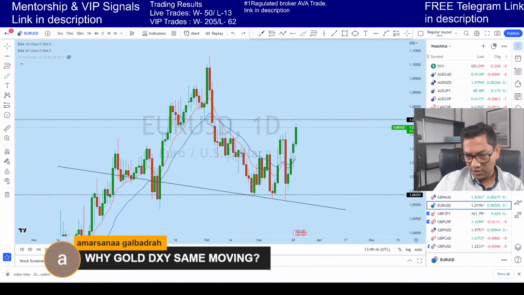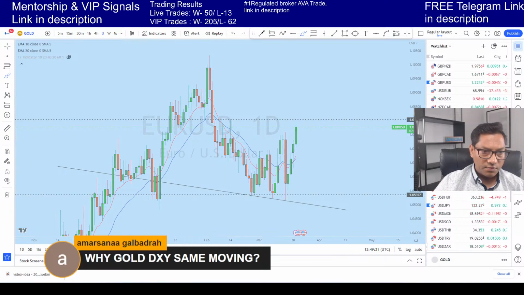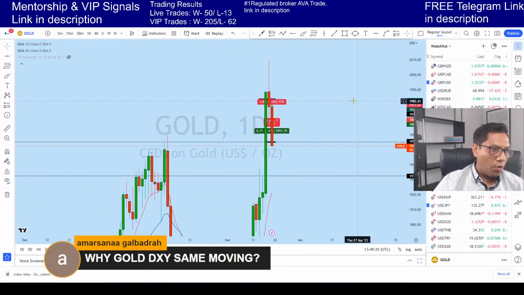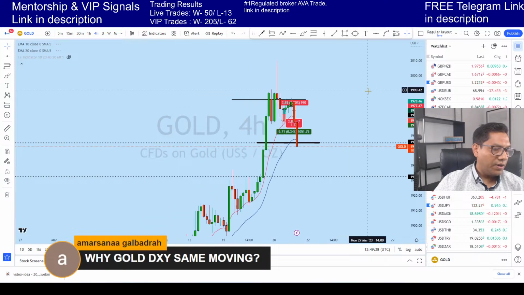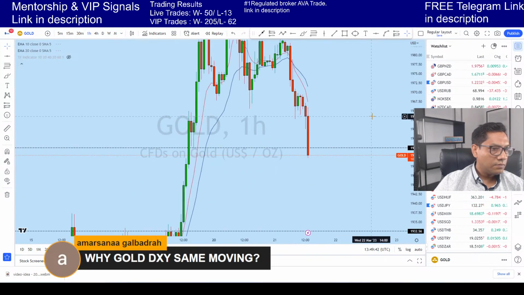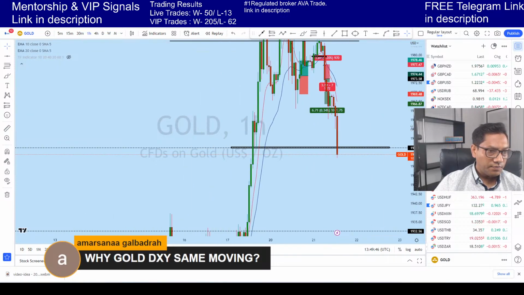Okay, Marsana, this is what we are discussing: gold and DXY. Gold and DXY are moving in the same direction. You can see that gold has a drop here now on the lower time frame. We saw that the support is broken here.